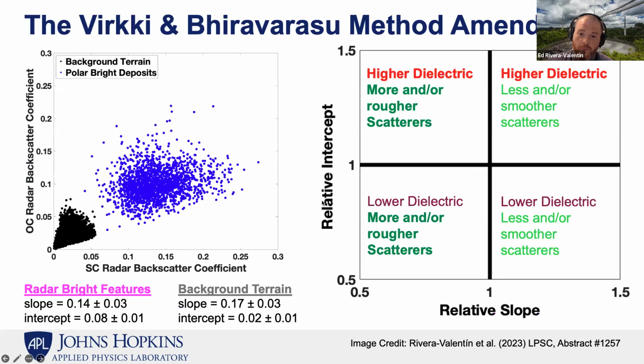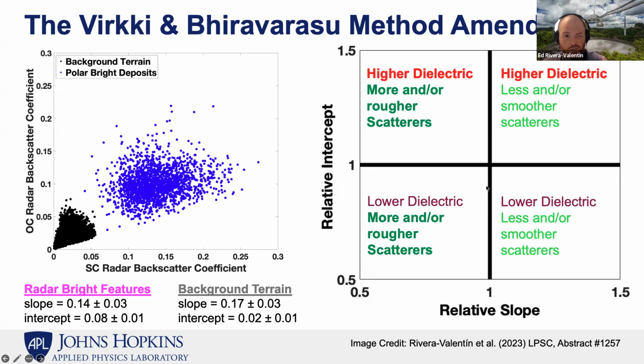So one thing that we've been playing around with is amending that method a little. Because you have these relationships between the properties of those lines, I can now fit a line to just the radar bright features and then compare the results to a background terrain. And if I ratio everything, then perhaps since the background terrain might have a lower dielectric or whatever, the relative intercept value might be smaller or higher. The same thing with the slope.